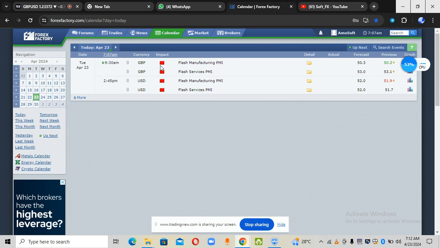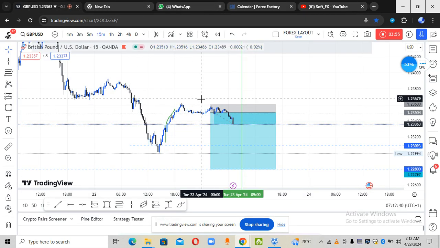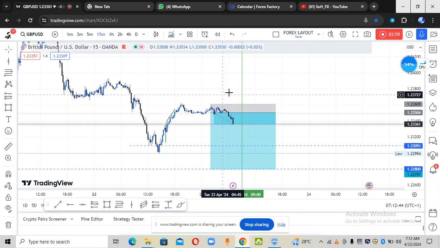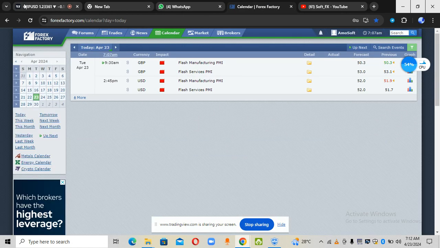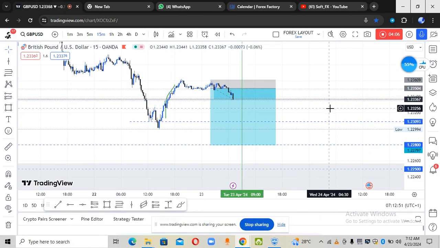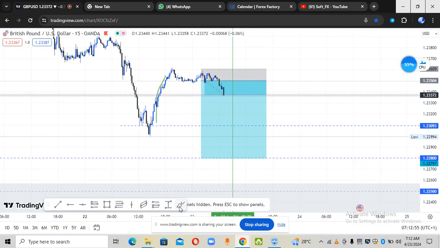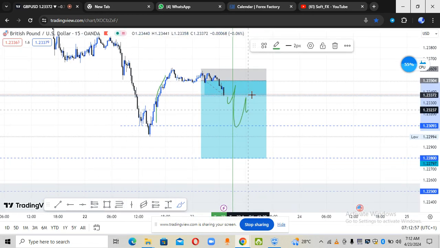But for this news right here, what I'm going to do is move my stop loss into my entry if we are still in profits, because during the course of this news, we're going to see some kind of spike. We might see some kind of spike over here.